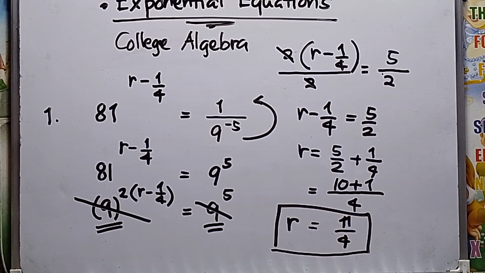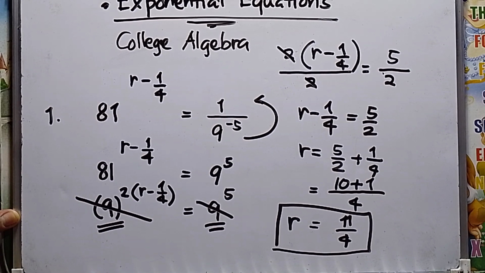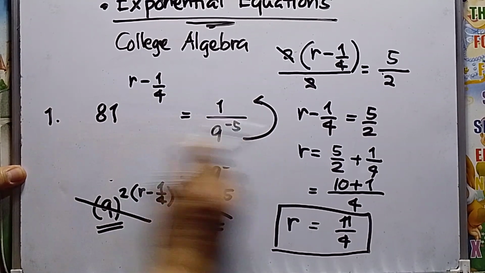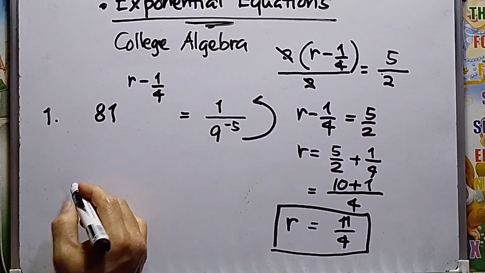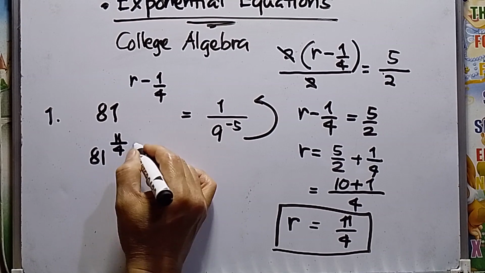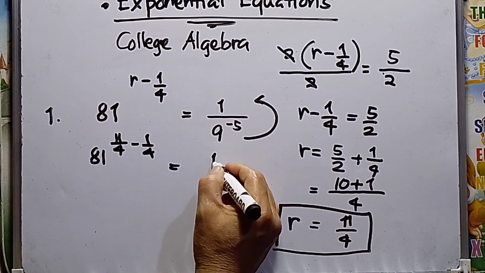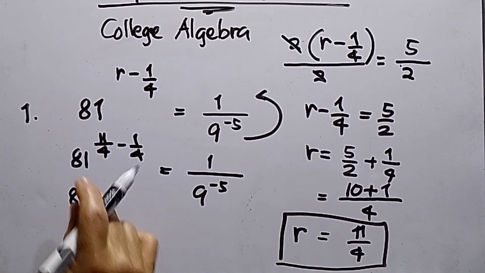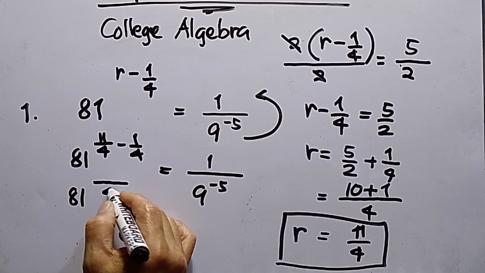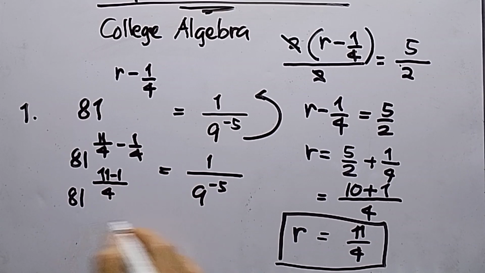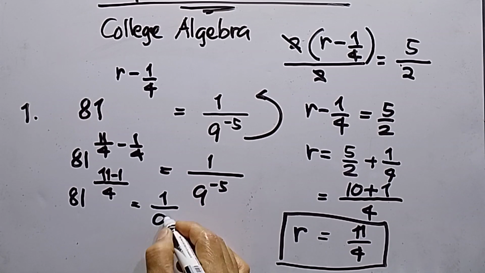Now let us check if this is correct. So we will use the equation from the given. This will be 81 raised to the power of r, which is 11 over 4 minus 1 over 4, is equal to 1 over 9 raised to the negative 5. So 81. Similar fractions, so we have a common denominator. So this will be 11 minus 1. So this will be 1 over 9 raised to the negative 5.